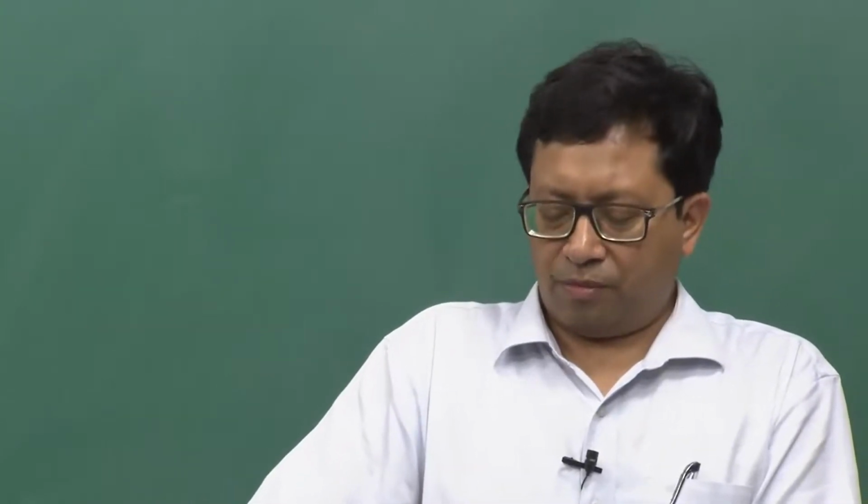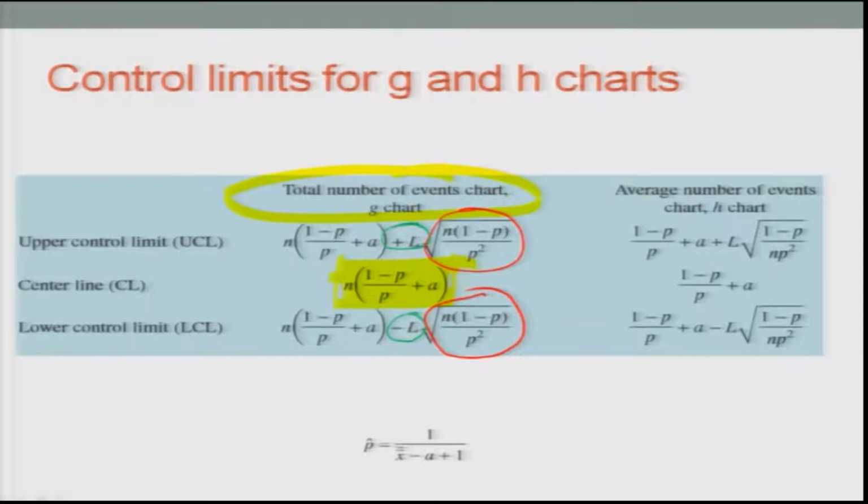So, these, if you remember, the standard deviation would technically be square root of n into (1 minus p) by p square. Now, if you come to the values of the central line and the upper control and the lower control depending on. So, let me again change the color.